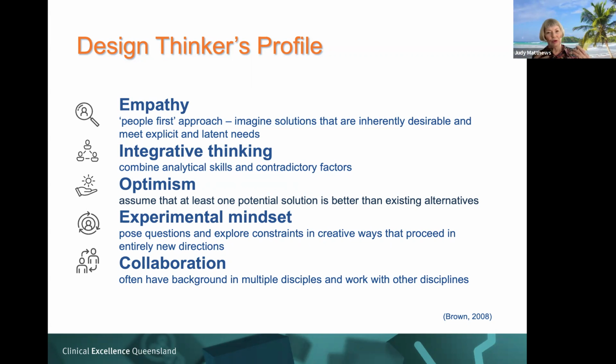How do we integrate what our past, if you like, analytical skills that we've developed at this stage in our careers with other contradictory factors that maybe challenge those ideas? How do we actually maintain a perspective that says there's always at least one potential solution that's better than the existing alternative? So this whole optimistic outlook. An experimental mindset which says, look, maybe we really don't know yet, but if we try out some different things, if we have some particular questions and we take on board the constraints, then we might come up with some new ideas. So this experimental mindset, and always this collaboration, particularly building in people from different disciplines and working with people in other disciplines.